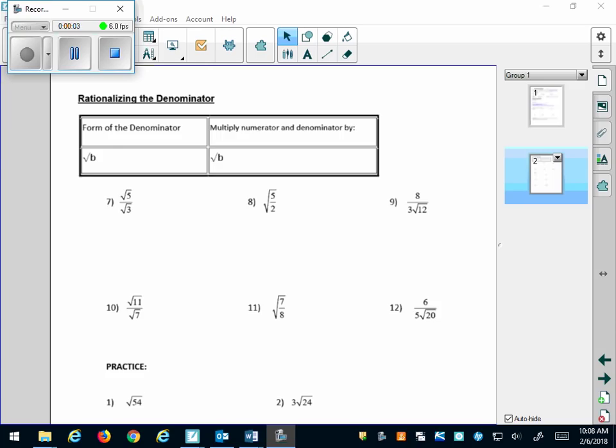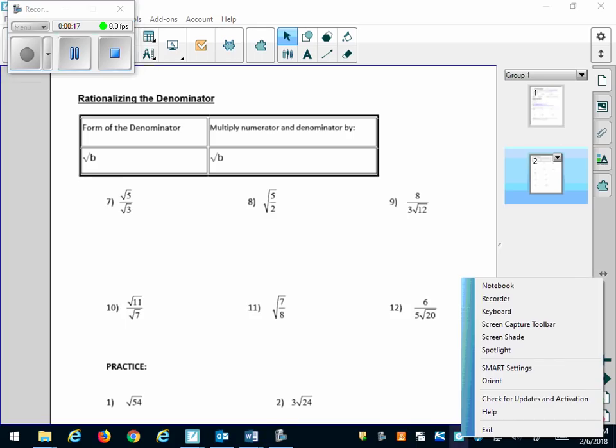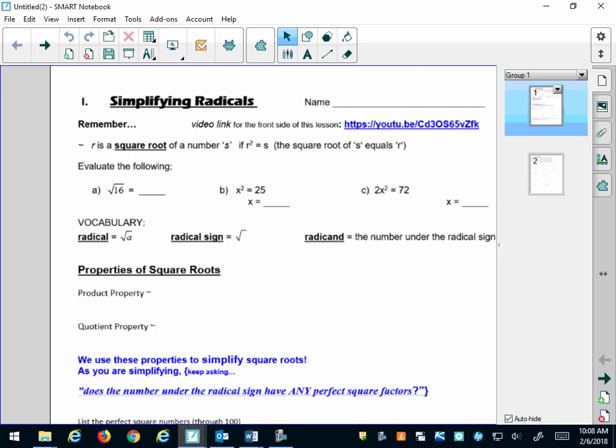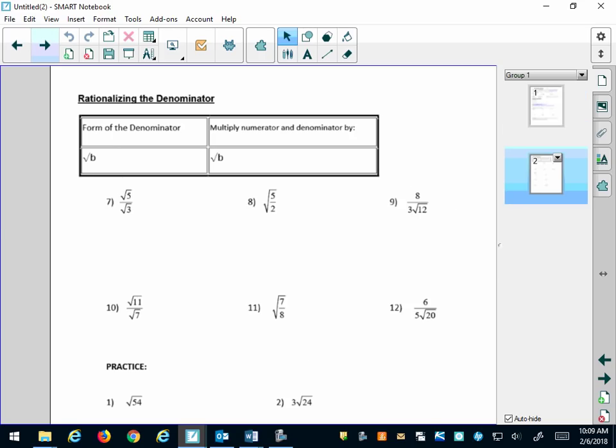Okay, so today we are going to continue our exploration of simplifying radical expressions. Today we're going to do rationalizing the denominator. This is the back of the worksheet that we've done before. Some of you might have this in your notebook already. This is the front of the worksheet, and we have another video that described that. So this is the second video to do the back of the worksheet.